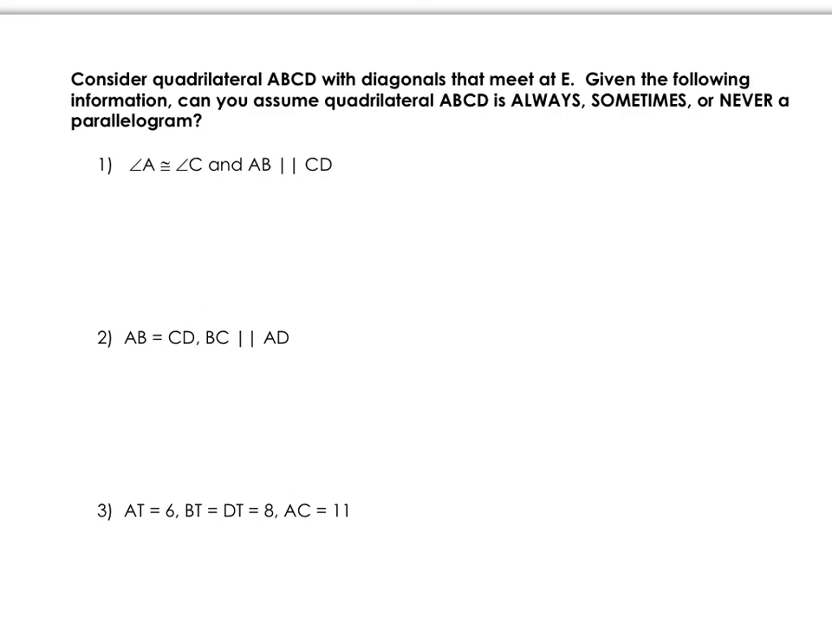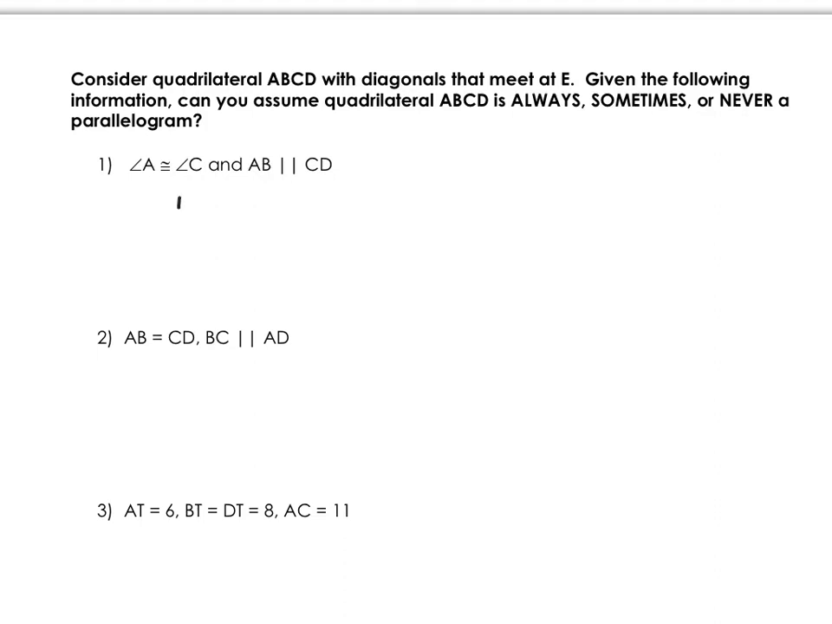The next type of problem you might see is you're given some information about a quadrilateral, and you have to say, is it always, sometimes, or never a parallelogram? So if we read the directions, it says, consider quadrilateral ABCD with diagonals that meet at E. Given the following information, can you assume the quadrilateral is always, sometimes, or never a parallelogram?